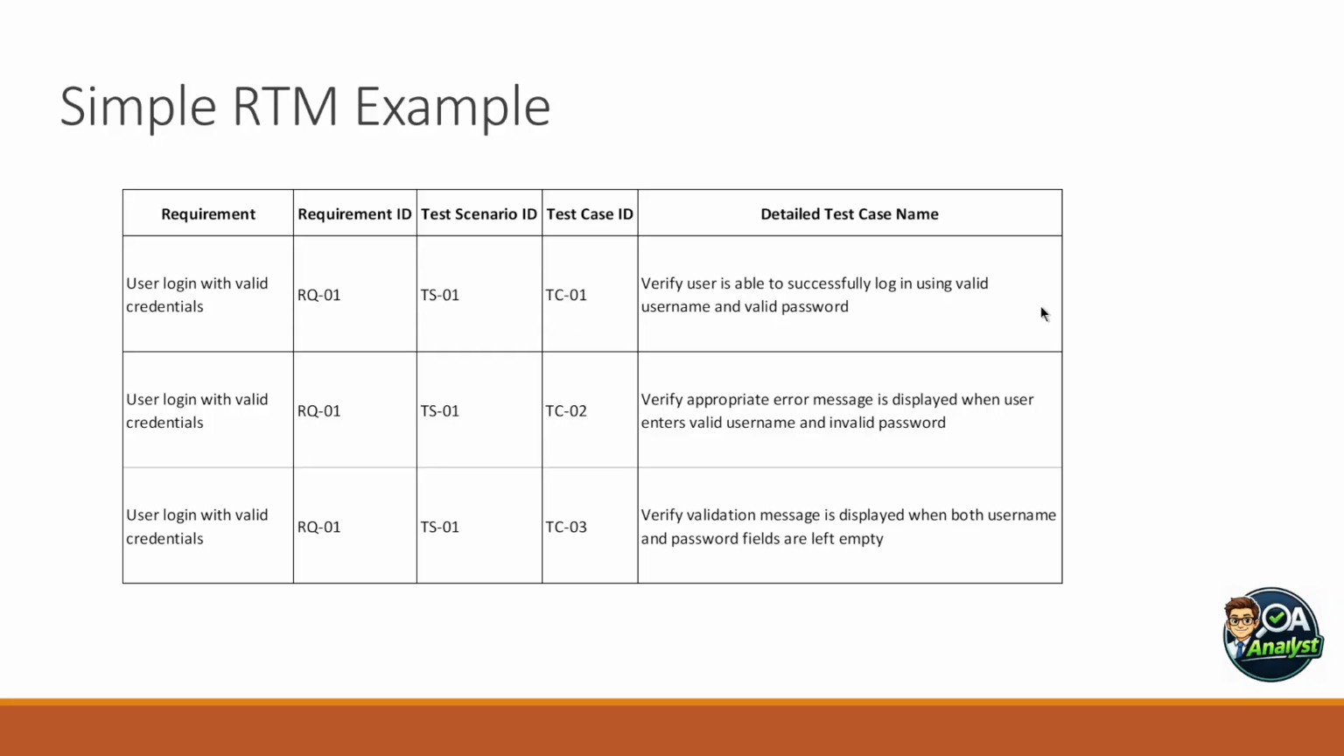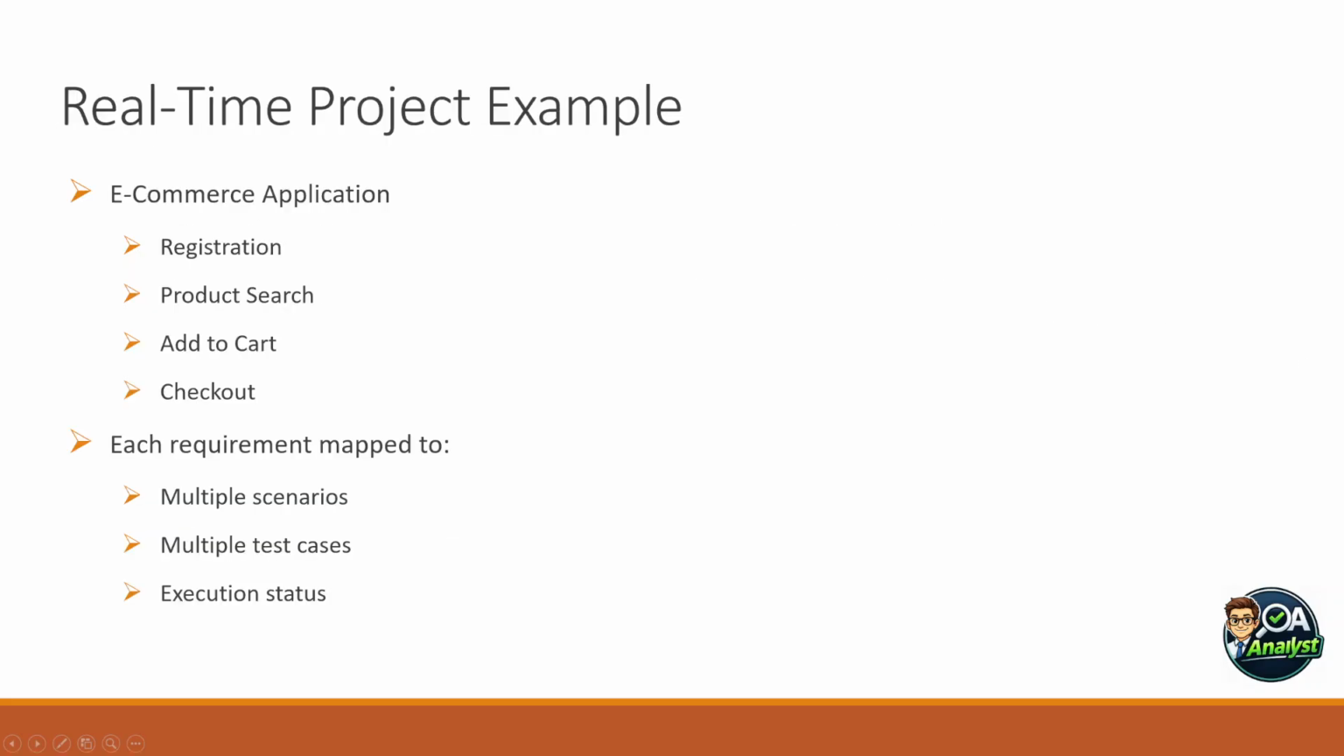Imagine an e-commerce application. The requirements are like user registration, product search, add to cart, checkout. Each requirement is mapped to multiple test scenarios. As a tester we can derive multiple test scenarios from a requirement, and from a test scenario we can derive multiple test cases and multiple executions. We will execute that particular test case multiple times for the releases. During UAT, the client asks to show testing coverage for checkout. RTM answers this in seconds. This is the real world value of the requirement traceability matrix.